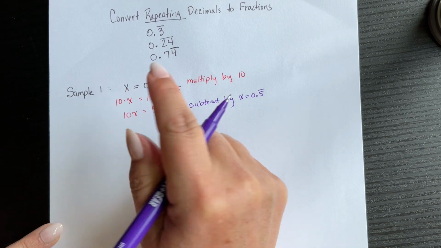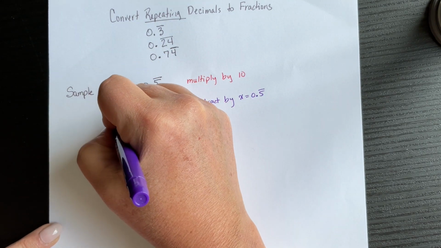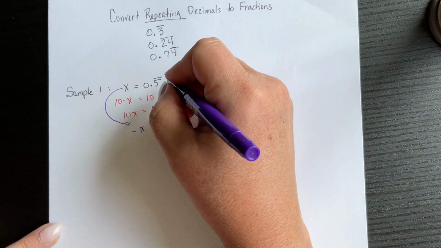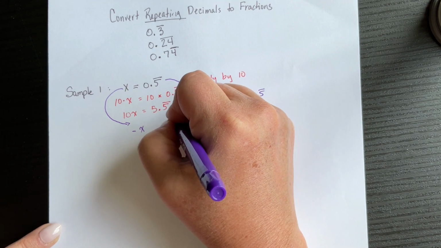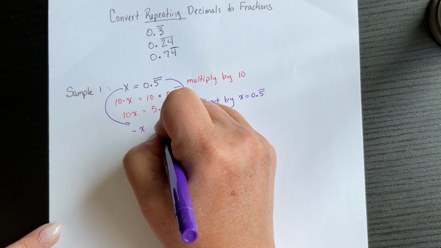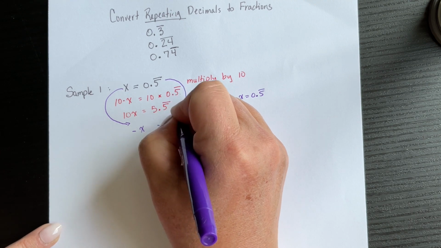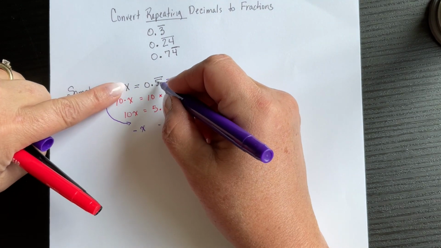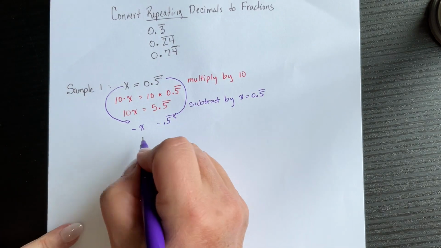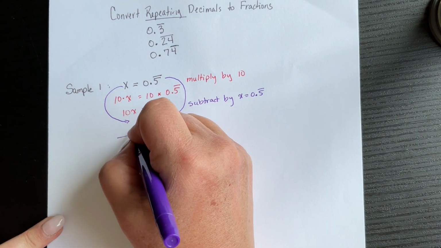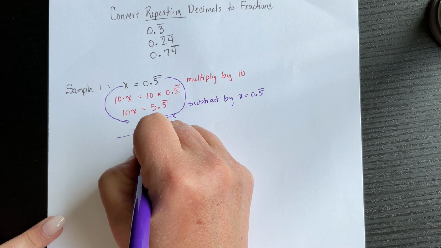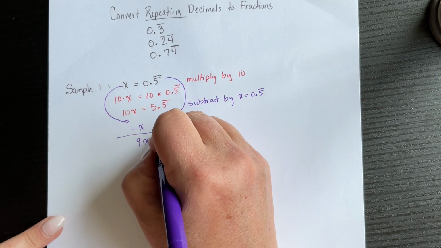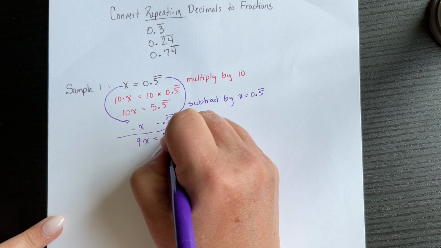So these are equal, which means on this side I can take away that x, and on this side I can take away 0.5 repeating. Does that make sense? They're equal, so I'm taking away from both sides. What am I left with? 10x minus x equals 9x. 5.5 repeating, take away the 0.5, and I'm left with 5.